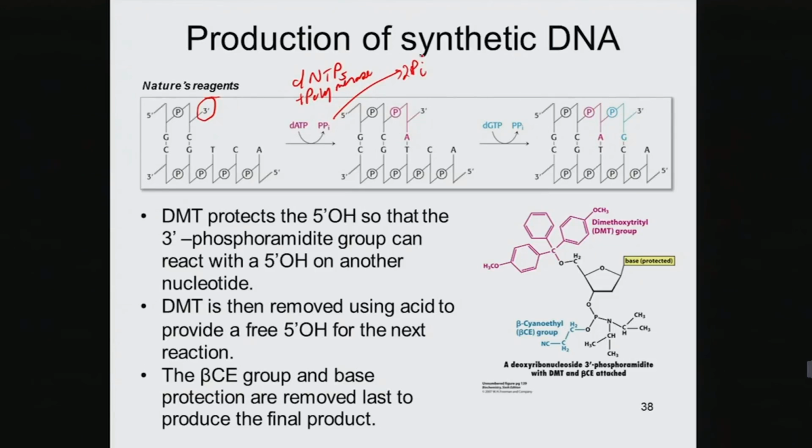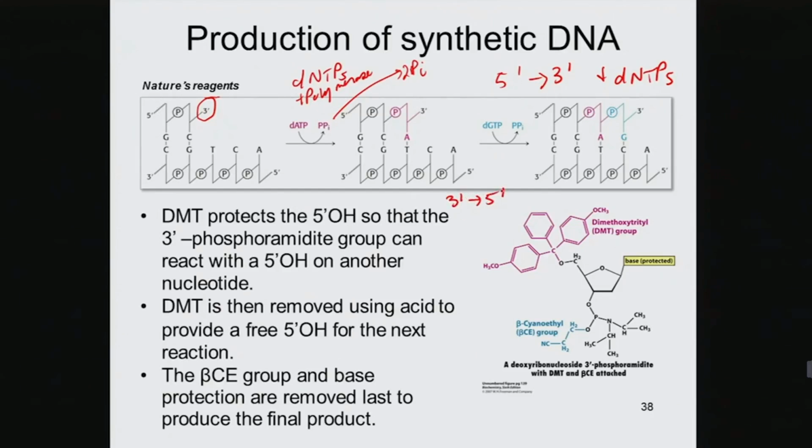So we incorporate the base. Again, we get another base incorporation, release of PPi, and we elongate the daughter strand when we're replicating the DNA. So that's nature. Basically, we're going 5' to 3', and we use dNTPs to do so. Synthetic DNA, or the production of it, is in the 3' to 5' direction.